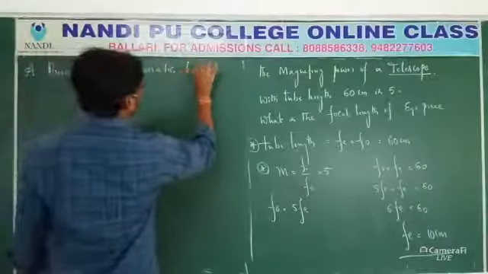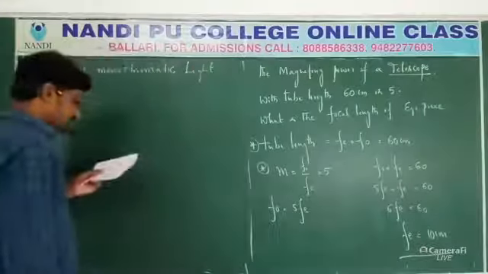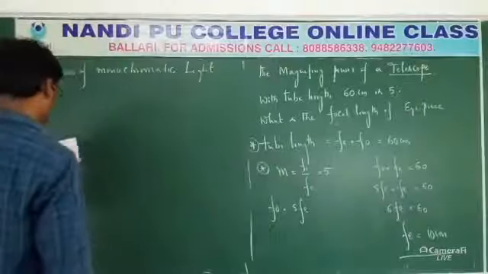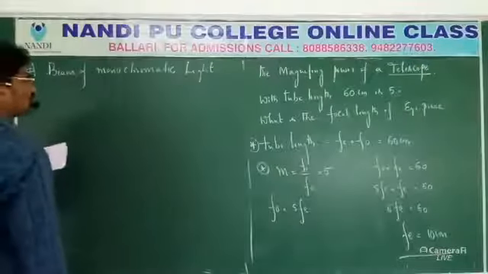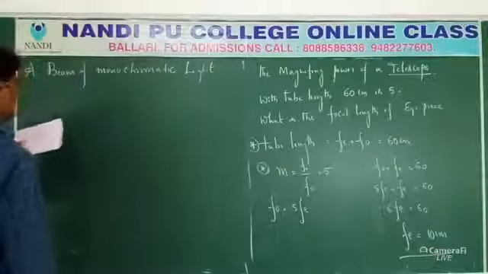Monochromatic light. What is meant by monochromatic light? A single beam of light with one single wavelength.